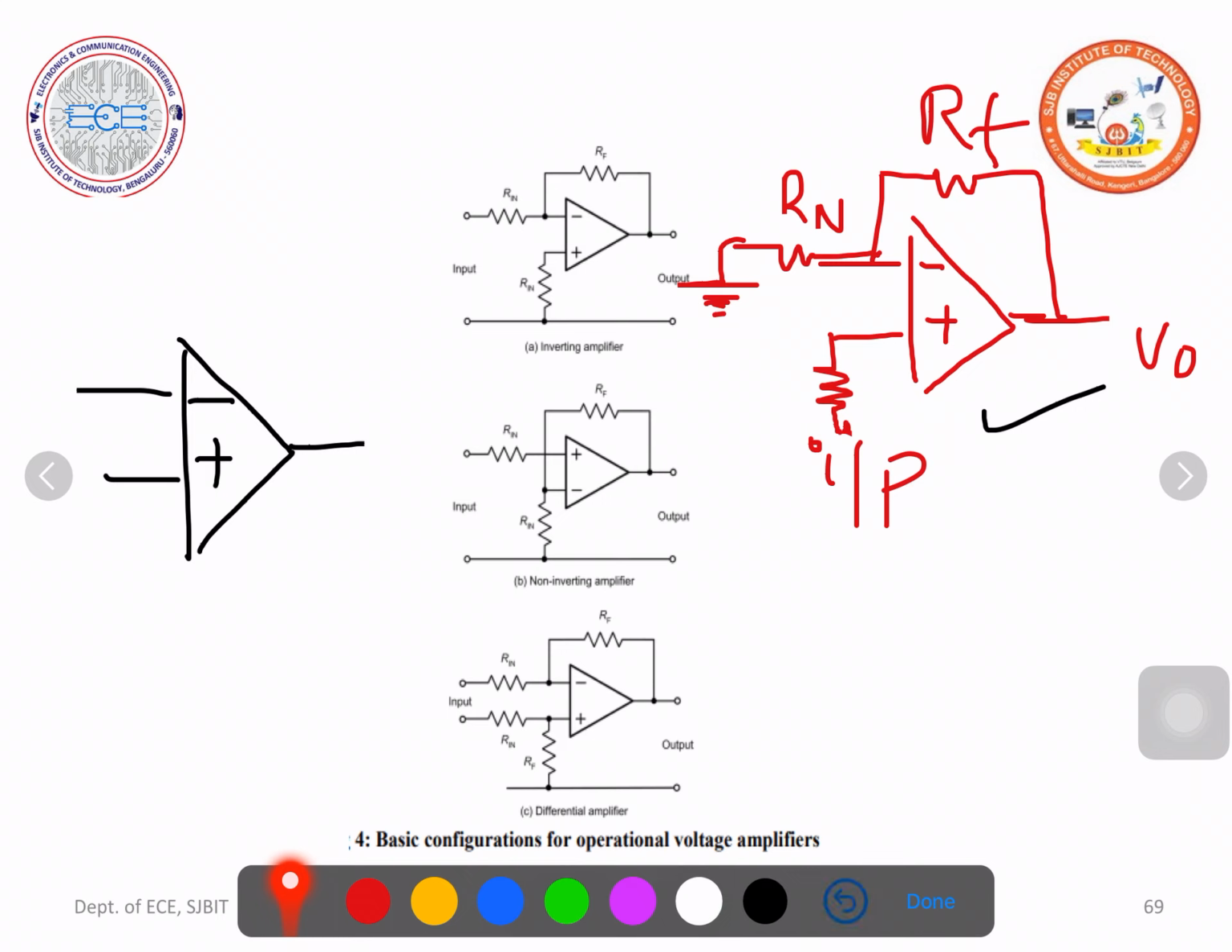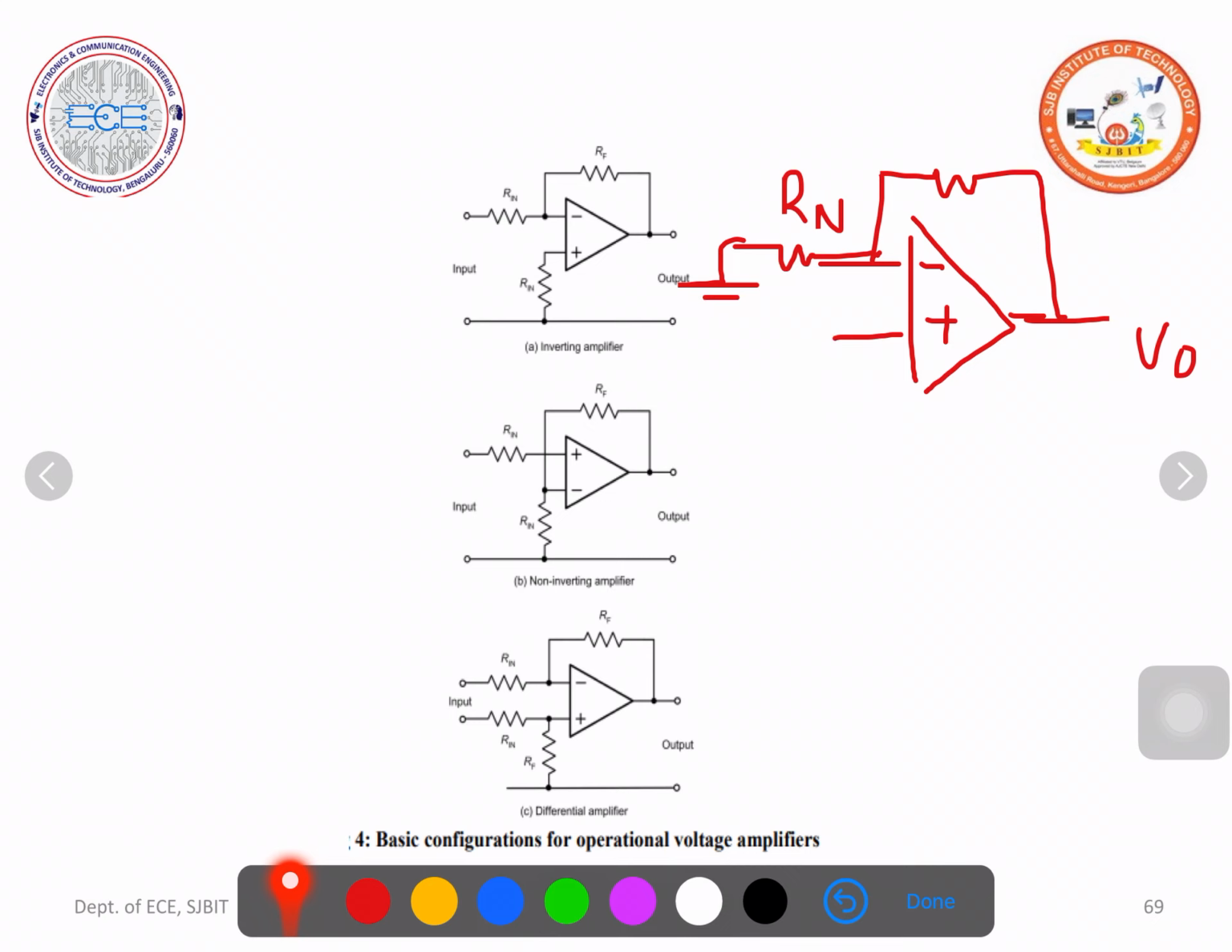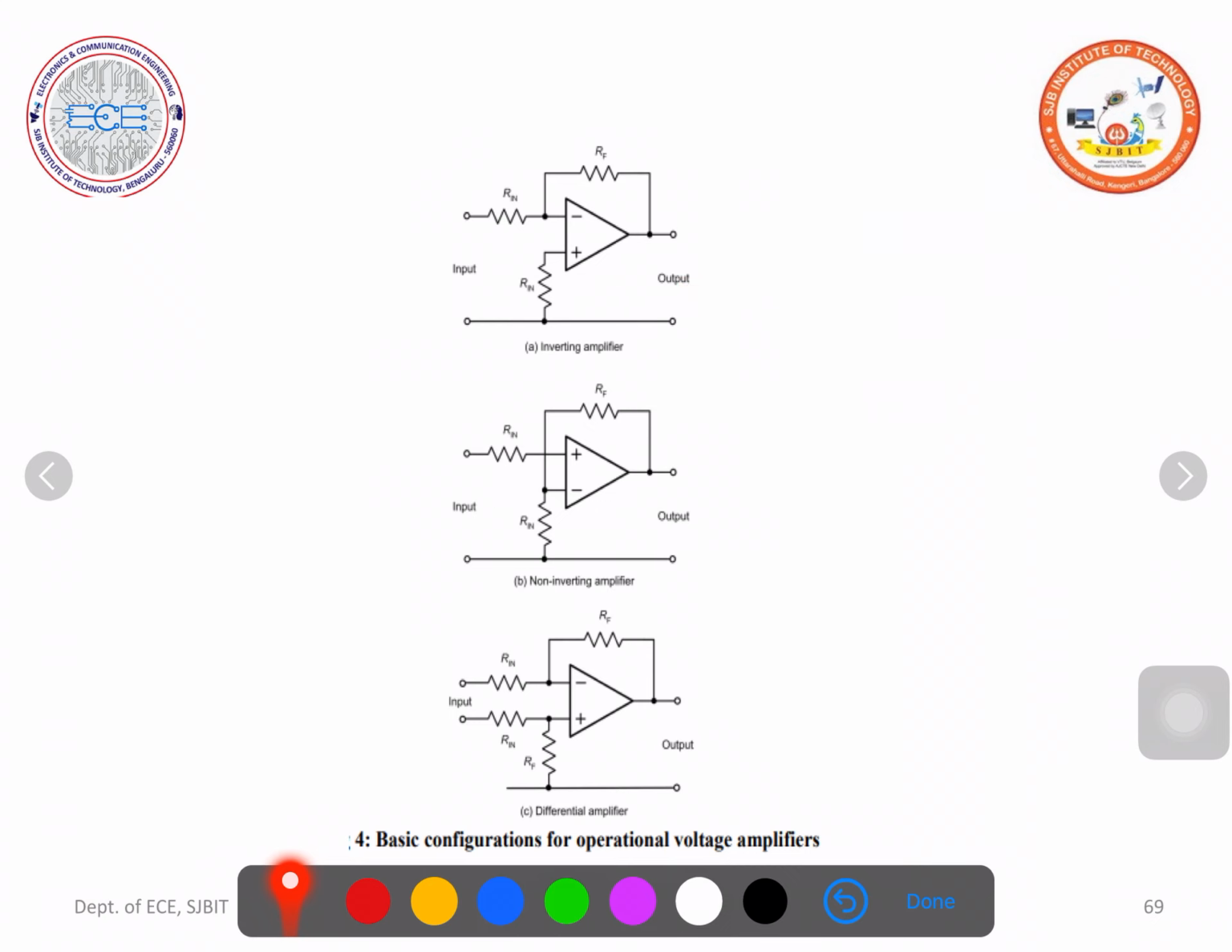After the inverting and non-inverting amplifiers, let us move on to the differential amplifier. The name itself says it amplifies the difference between the two input signals. What are those two input signals, and where are they applied? One of the input signals is applied to the inverting input terminal through a resistance Rn. The other input is applied to the non-inverting terminal through one more resistance Rn.